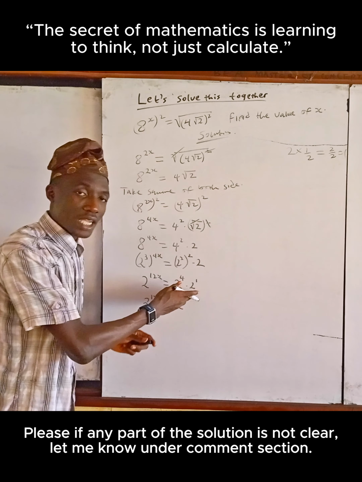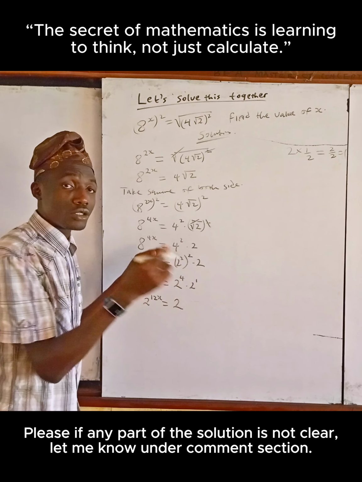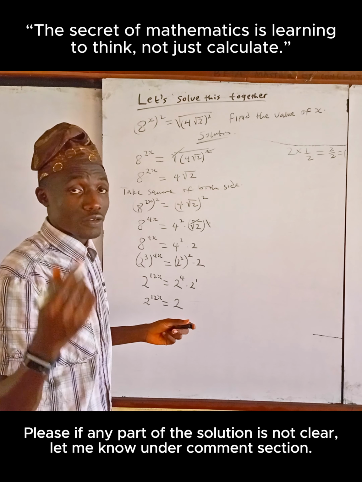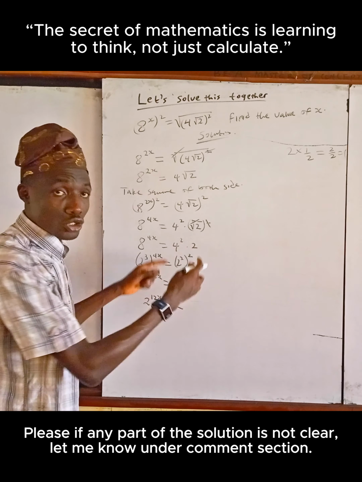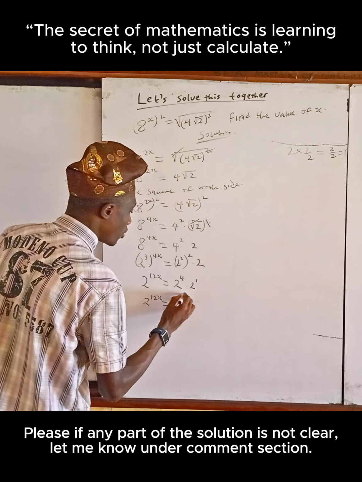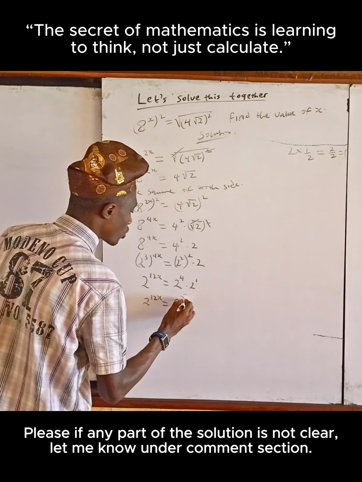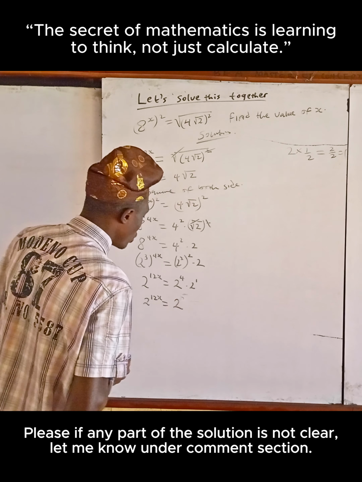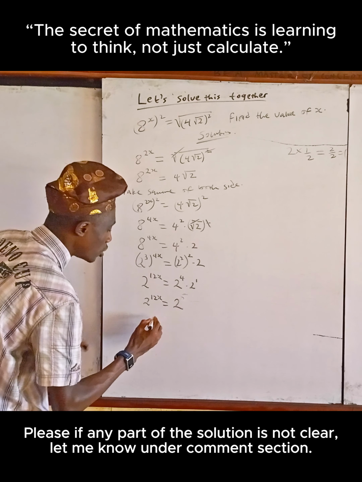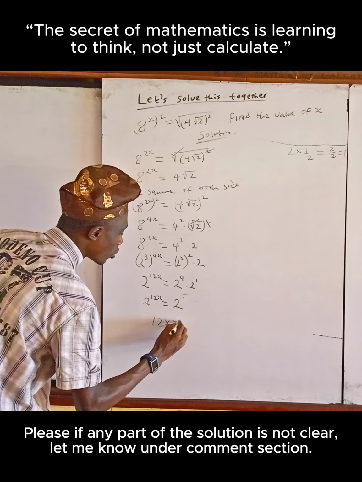Don't forget, when the bases are equal, you add the powers, and it's because we are multiplying. That is the multiplicative law of indices. When the bases are equal, you add the powers. So we have 4 and 1, that is 5. Just straightforward. That is 5. So now from this place, the bases are equal, you equate the powers. So we have 12x equals 5.